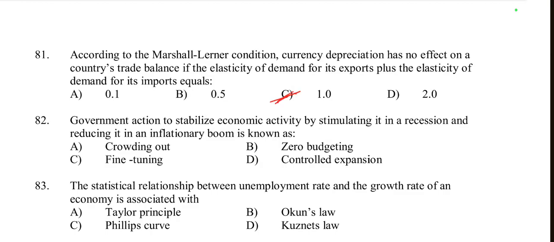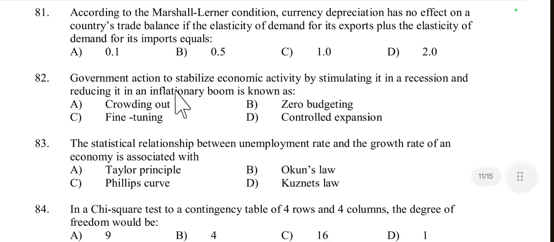1, according to the Marshall-Lerner condition. Because according to the Marshall-Lerner condition, for a currency depreciation to improve a country's trade balance, the sum of the price elasticity of demand for exports and the price elasticity of demand for imports must be greater than 1. If the sum of the elasticities equals 1, then the trade balance remains unchanged. So when the sum of the elasticities is equal to 1, currency depreciation has no effect on the trade balance. So option C is right here.